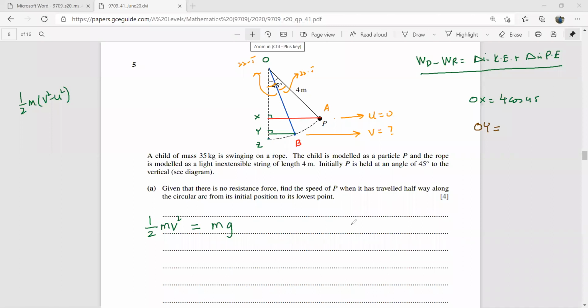Are you clear that this OX is 4 cos 45? Yes sir. Yes. And then what would be this OY then?